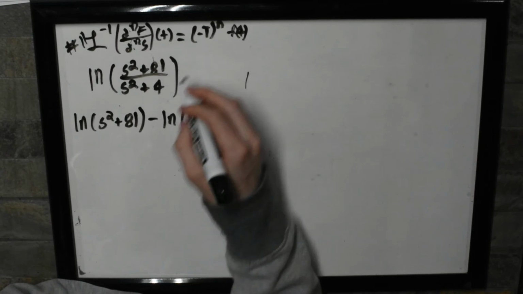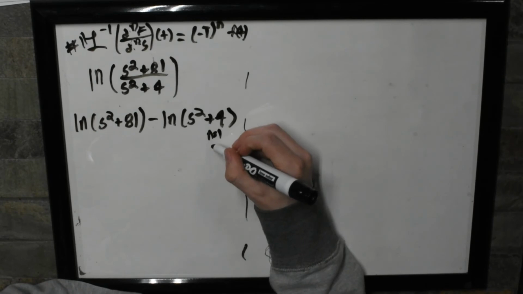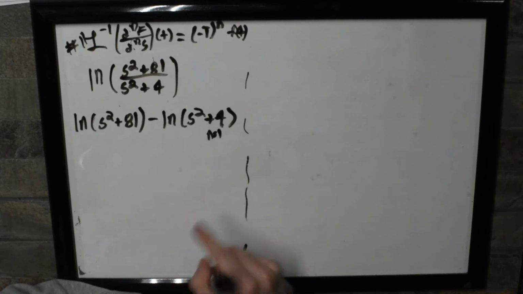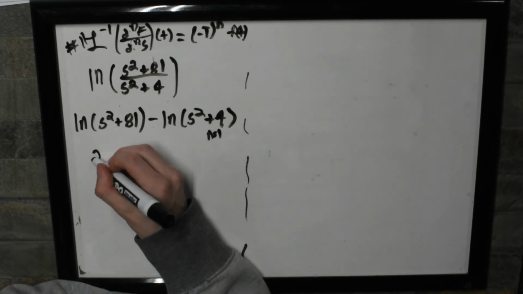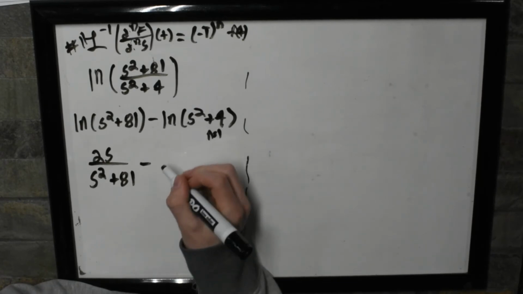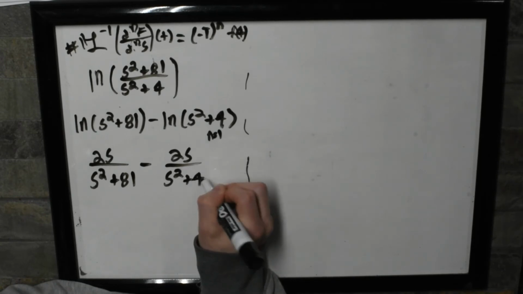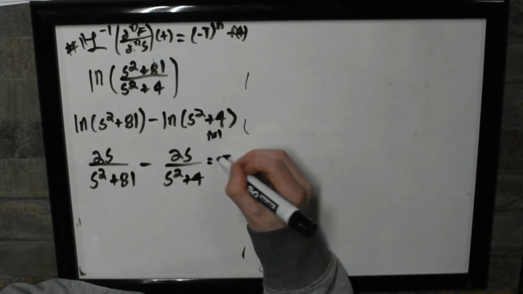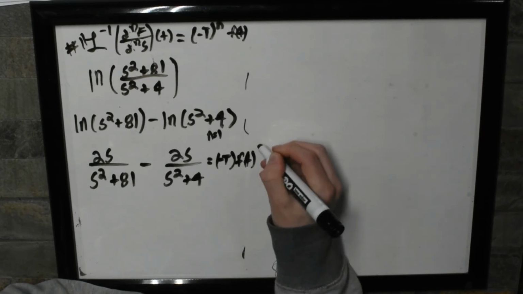Alright, now we can take the derivative of this. If we take the first derivative, n is equal to 1. If we take the second derivative, n is equal to 2. Third derivative, and so on. For this problem, I think it will be best if we find the first derivative. Due to the chain rule, we'll have 2s over s squared plus 81 minus, again the chain rule, 2s over s squared plus 4. And this is going to equal negative t to the n, n is just 1, times f of t.